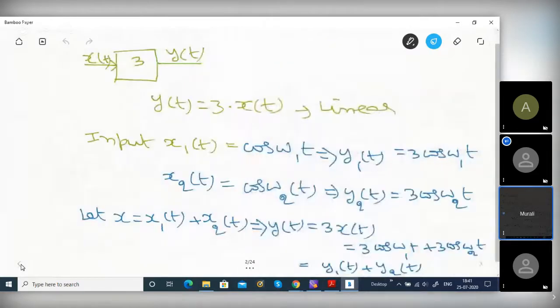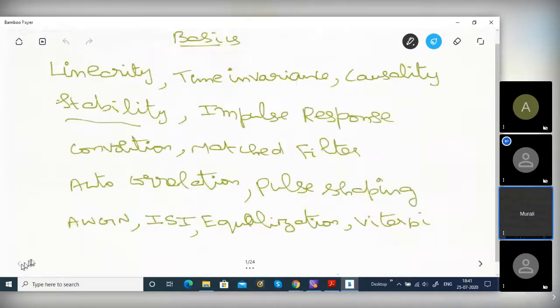So what is the topic we have left? We will cover it in the next class. Autocorrelation we have seen, convolution we have seen, impulse response we have seen, stability. So matched filter, pulse shaping, ISI equalization, AWGN filtering. Next classes we will be seeing this. Is it okay?